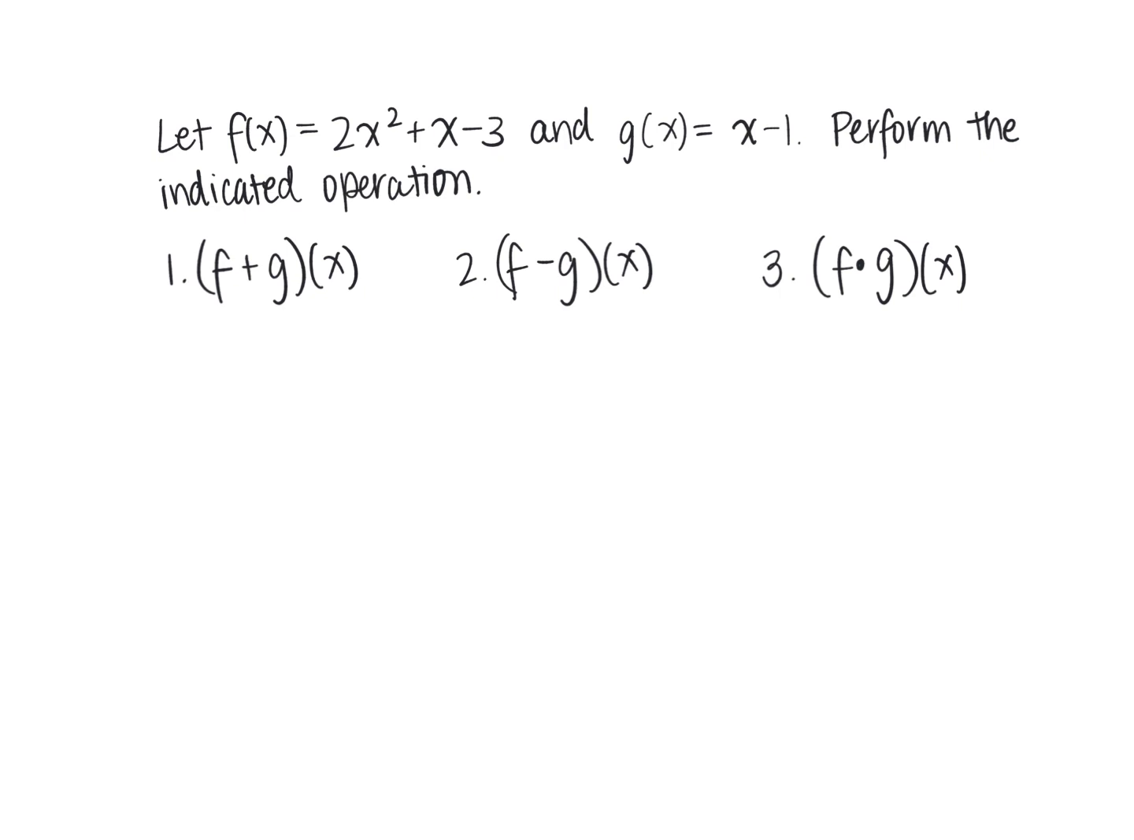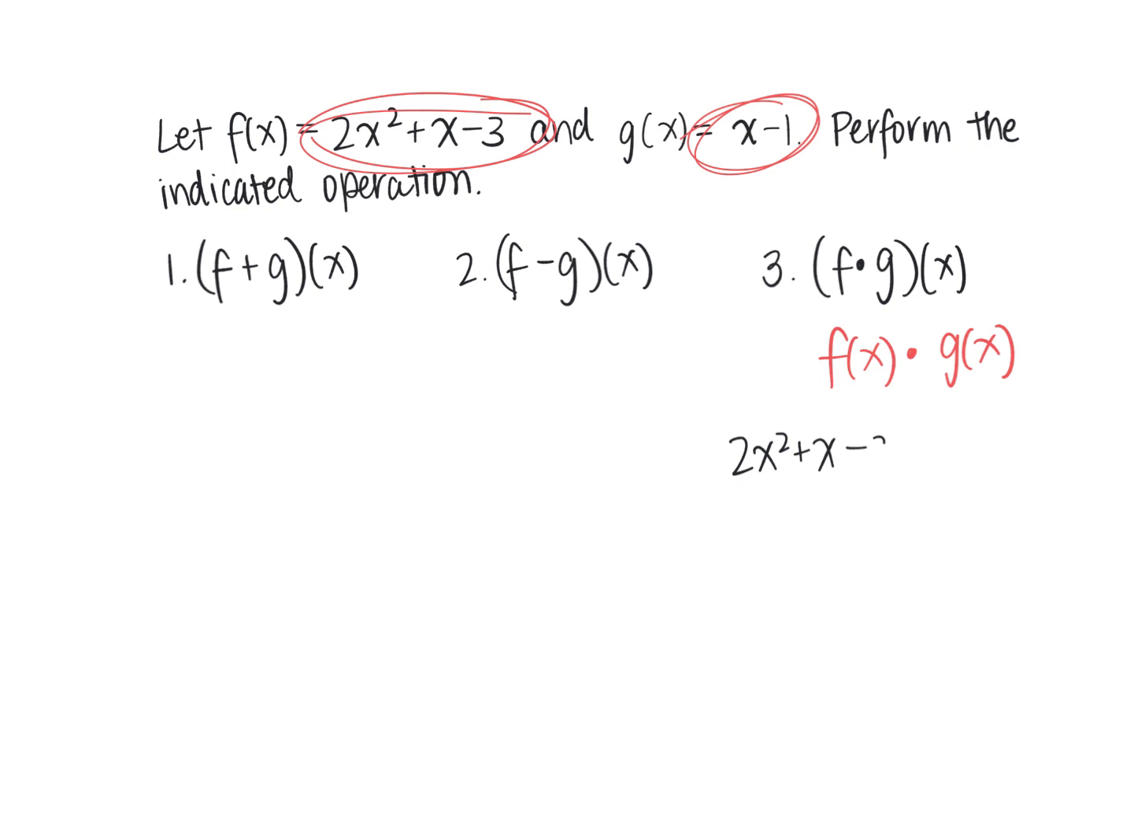Okay, and number 3 says f times g of x. So that is the same as writing f of x times g of x. Okay, so I'm going to take this expression and I'm going to multiply it by this expression. So 2x squared plus x minus 3, all of that being multiplied by x minus 1.